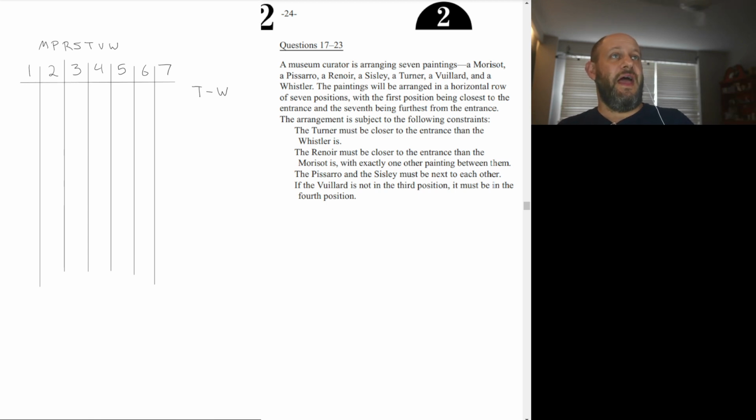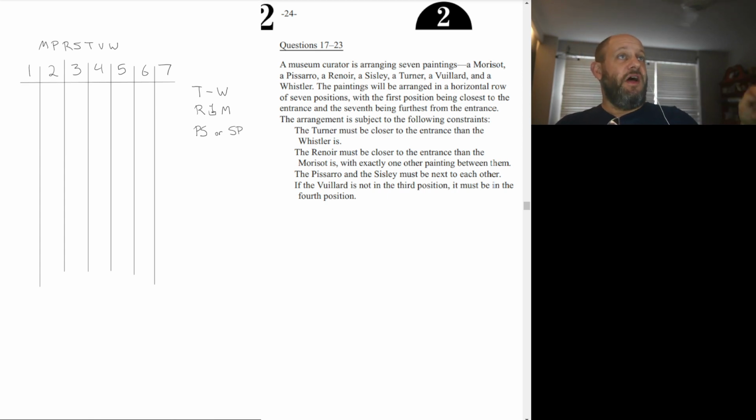R is closer than M with exactly 1 in between them. Again, there are lots of ways to do this. My chosen way is to write it like that: R, space with a 1, M. P and S must be next to each other. And so we know that we are going to have PS or SP.